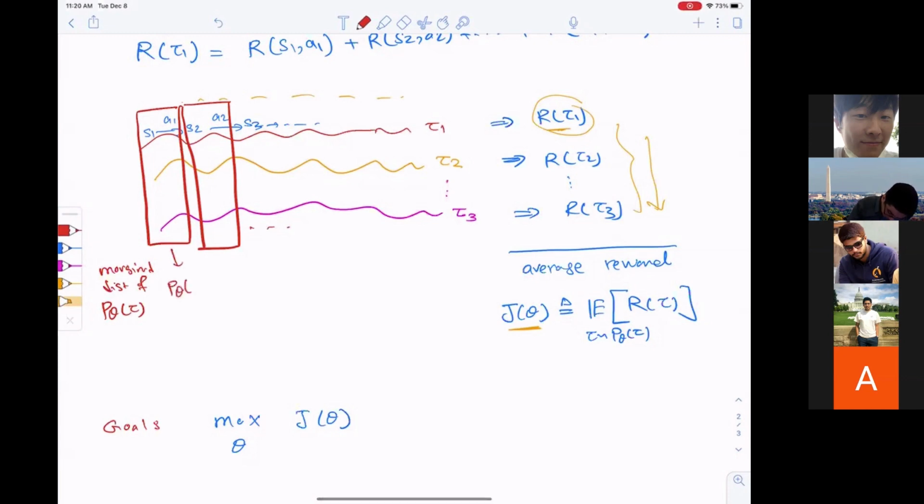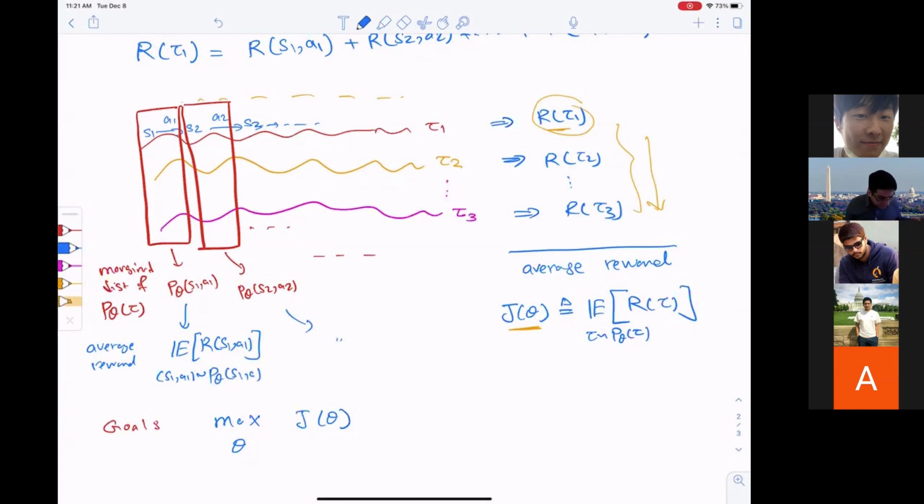I call it P sub theta S1A1. It's going to be P sub theta S2A2, so on and so forth. And I can use these marginal distributions in order to compute the average rewards for that particular state action pair. Average reward for this particular pair would be expectation of the reward at S1A1 if S1A1 is distributed according to P theta S1A1. Same thing for this.